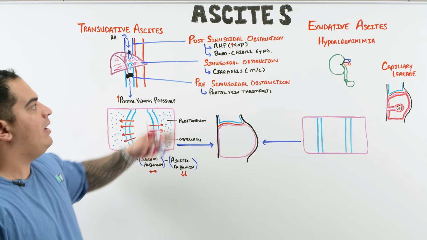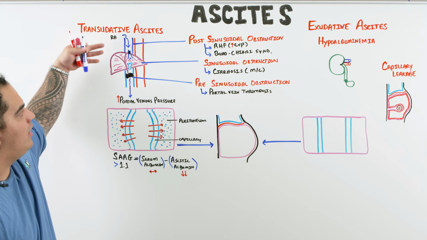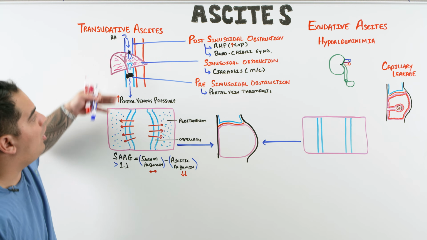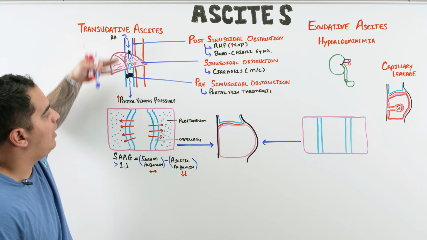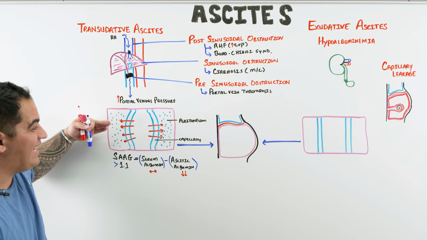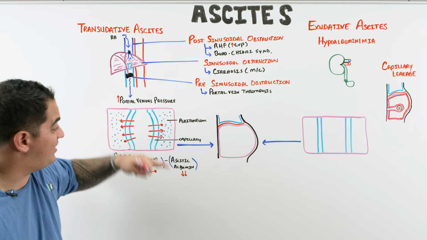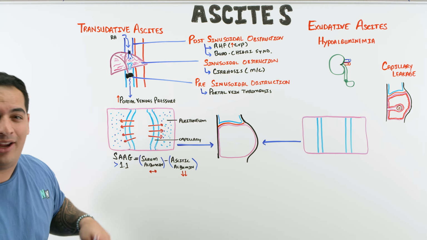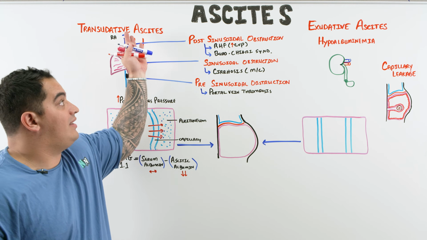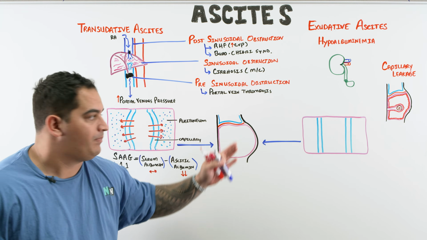So think about that. These things cause obstruction within the flow of blood through the liver into the inferior vena cava at some point. Portal venous pressures rise, fluid leaks out, more water, more electrolytes, very little albumin in the ascites. So if you look at the SAAG, it'll be high, greater than 1.1, which points you to this, and then you think about these causes.